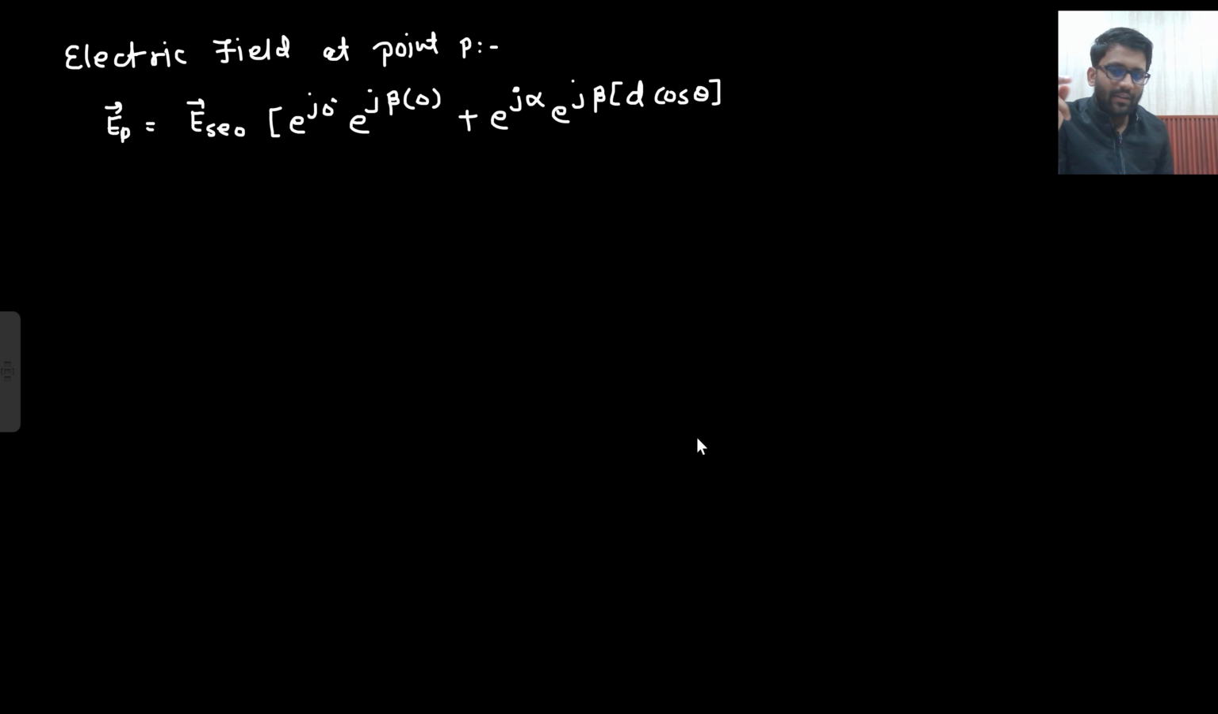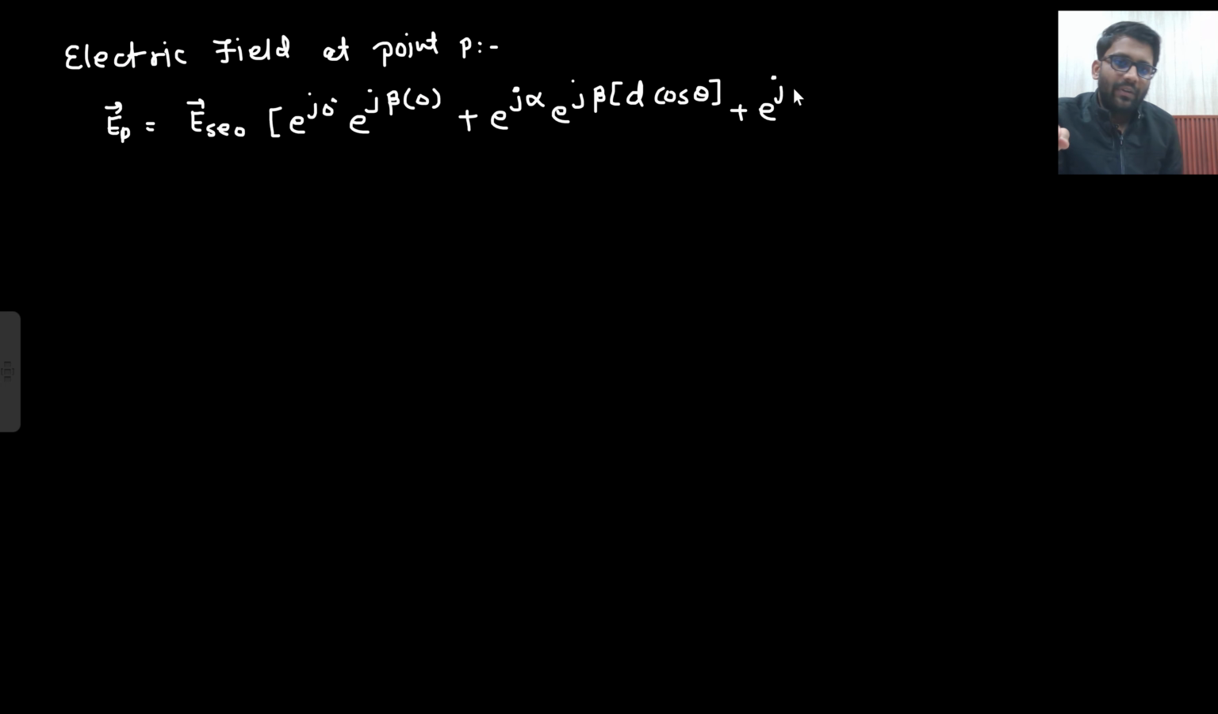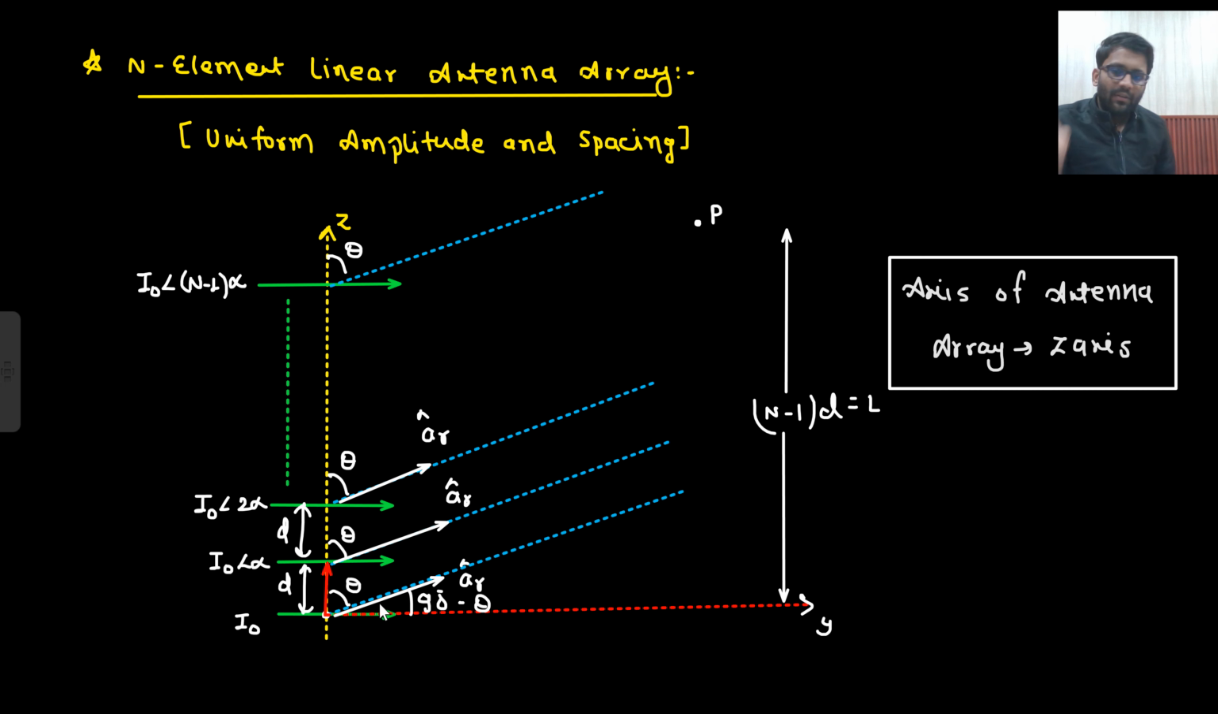Now what about the third one? E to the power j, how much phase shift is there? 2 alpha. So e to the power j 2 alpha, e to the power j beta. What is the distance from the origin towards the antenna? The distance is 2d. And what is the angle between the 2d vector and the AR cap? The angle is theta only. All the angles are theta.